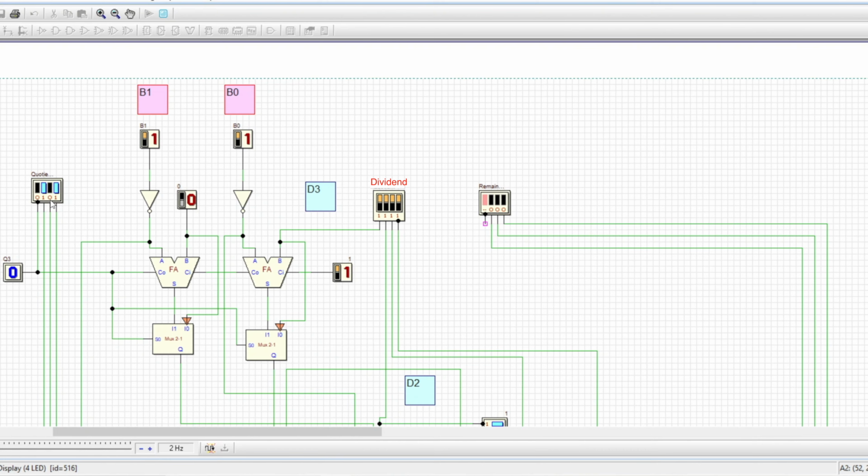Now if I change the divisor to 10, then this circuit should perform 15 divided by 2. In that case, as you know, the quotient should be equal to 7, while the remainder should be equal to 1. As you can see over here, now the quotient is equal to 1 1 1, while the remainder is equal to 1. So in this way, this circuit performs the 4-bit by 2-bit division.